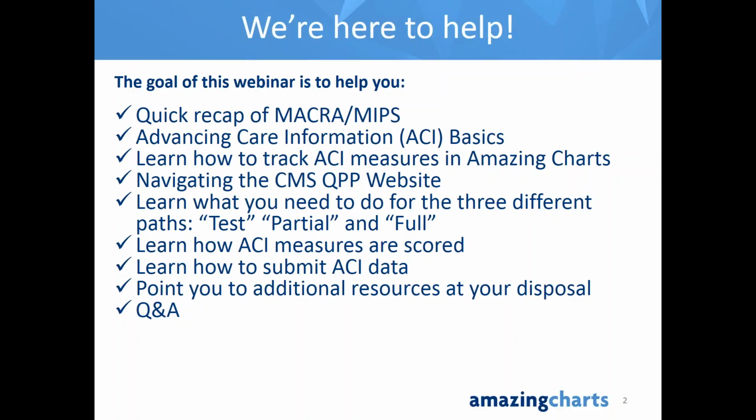And then we're going to show you the differences between the three levels of participation: test, full, and partial. And then we're going to get into the ACI scoring algorithms. This can be a bit complicated at first glance, but we'll attempt to put it in perspective and keep it as simple as possible. I think you'll find it's really not that difficult if I can do a good job here explaining it.